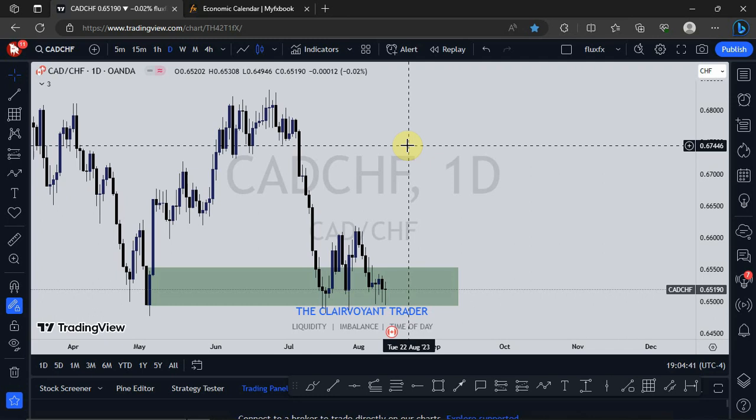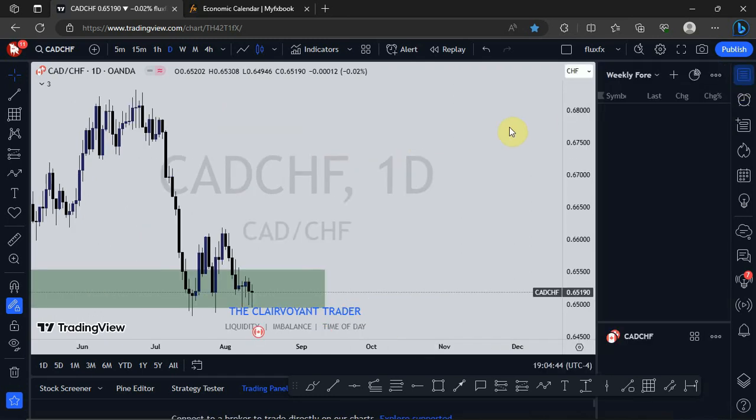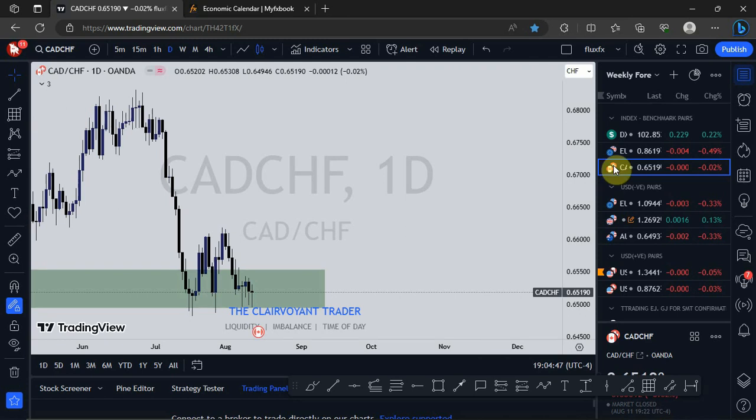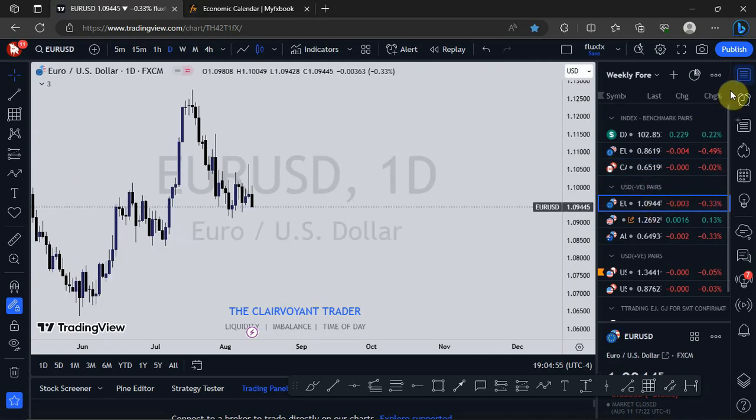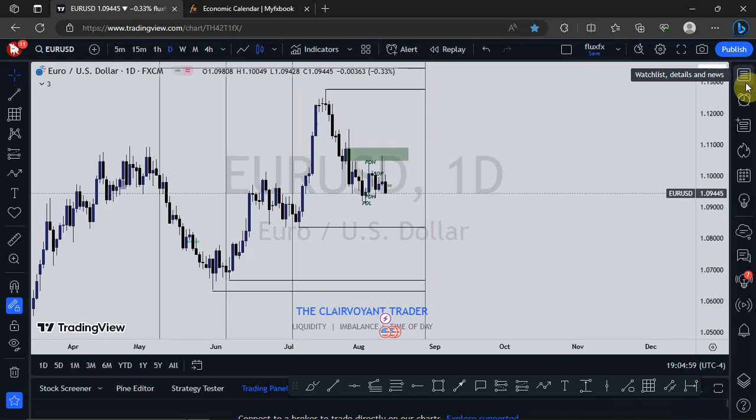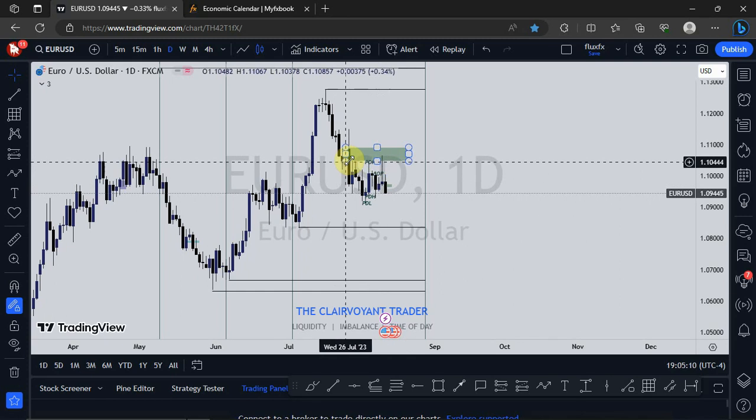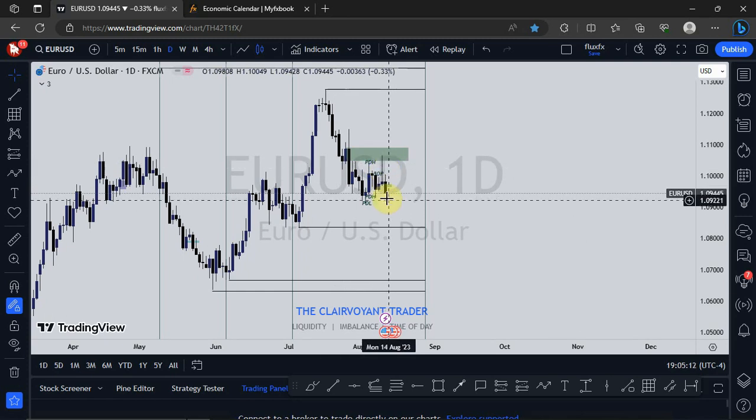All right, so that is just that for CAD CHF. Let's look at what is happening on EURUSD. For EURUSD, I'm bullish on the dollar index, and definitely I'm bearish on EURUSD. As you can see, look at how price reacted. Look at how price tapped into this bearish order block here, and we saw price reversing.